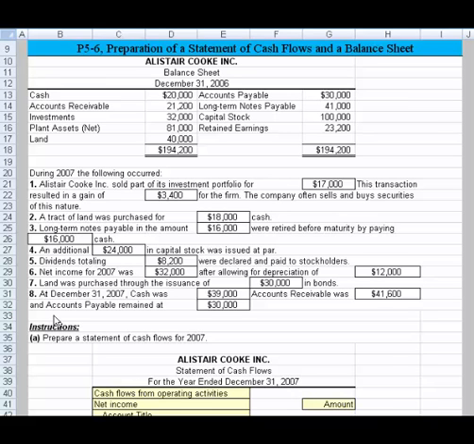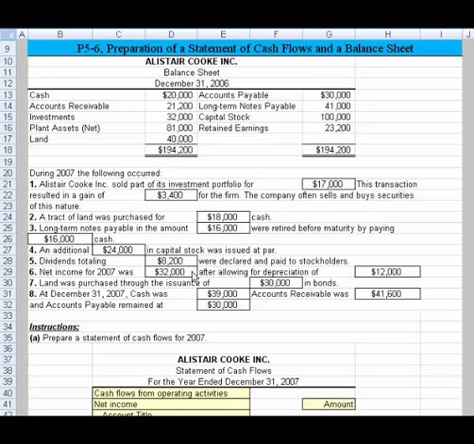So they sold part of its investment portfolio, resulting in a gain. The company sells securities as a regular part of what they do. A tract of land was purchased. Long-term notes payable were retired. Additional capital stock was issued at par. Dividends were declared and paid.